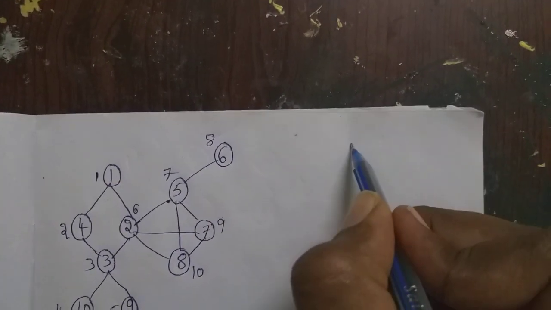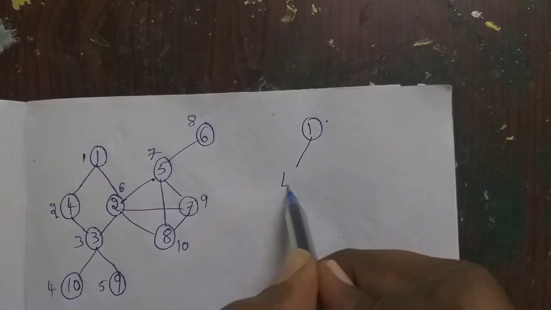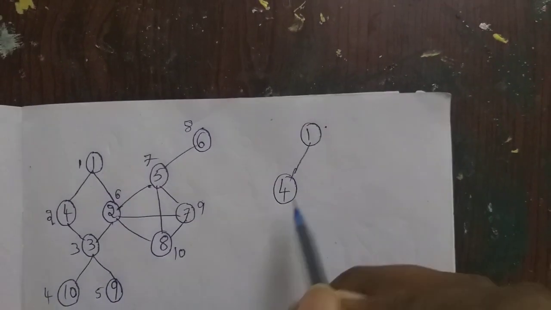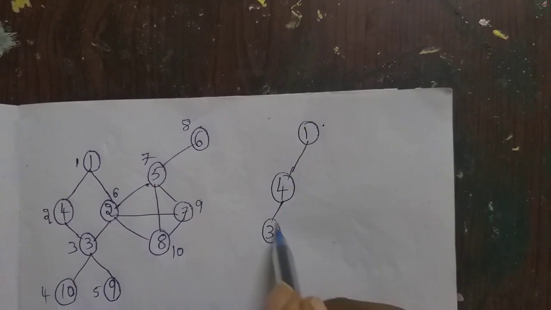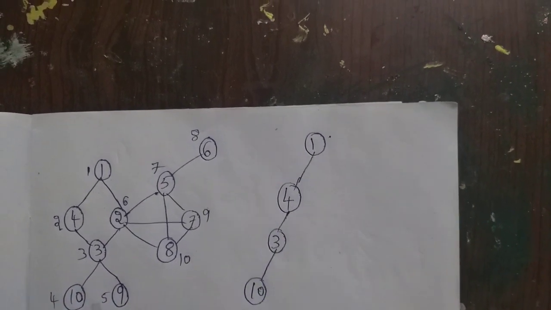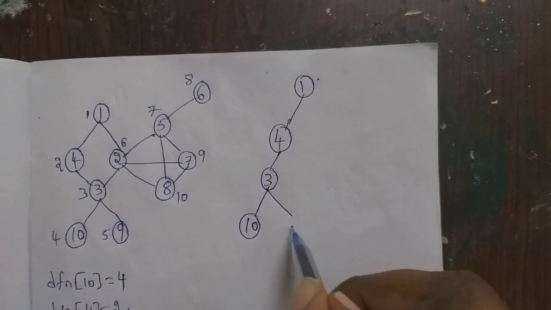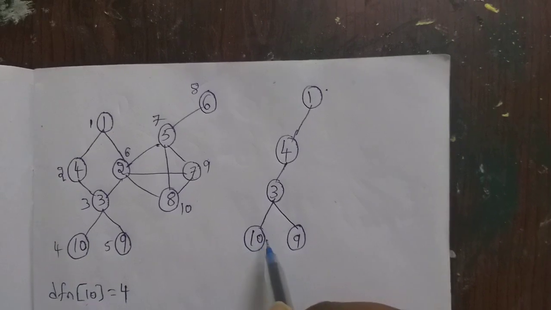What is the first vertex visited? 1. Second vertex visited is 4. Third vertex visited is 3. Fourth vertex visited is 10. Fifth vertex visited is 9. Okay, I have drawn it.